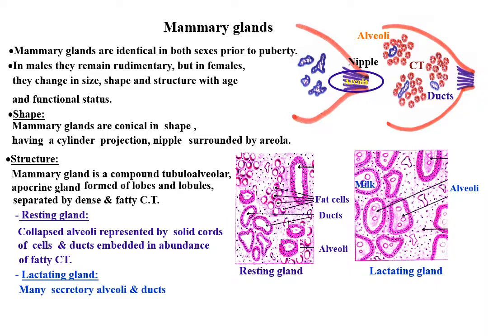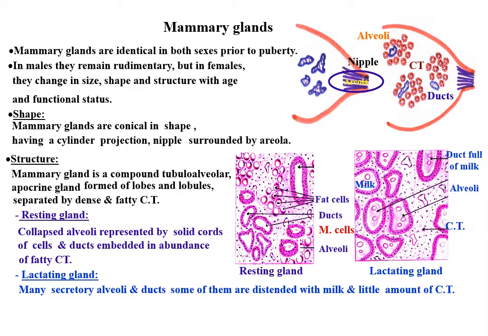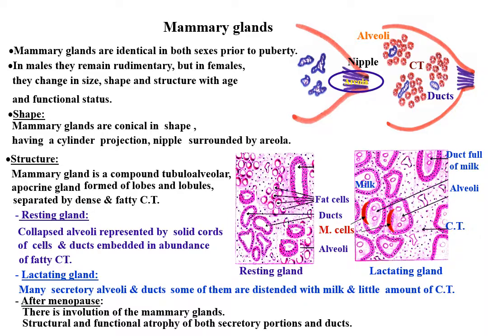of activity. The alveoli are distended with milk. There is abundance of ducts and little connective tissue. Myoepithelial cells are found around the alveoli. After menopause, there is involution of the mammary glands, with structural and functional atrophy of both secretory portions and ducts.